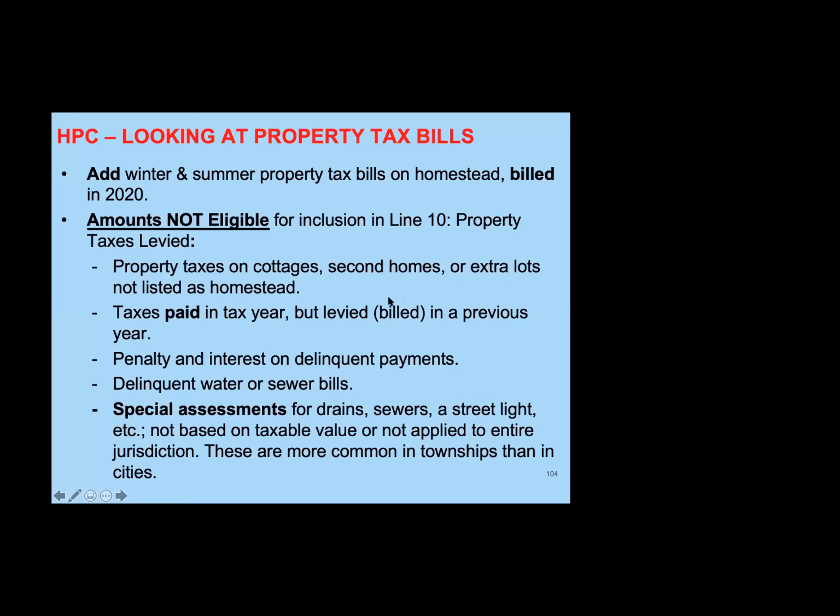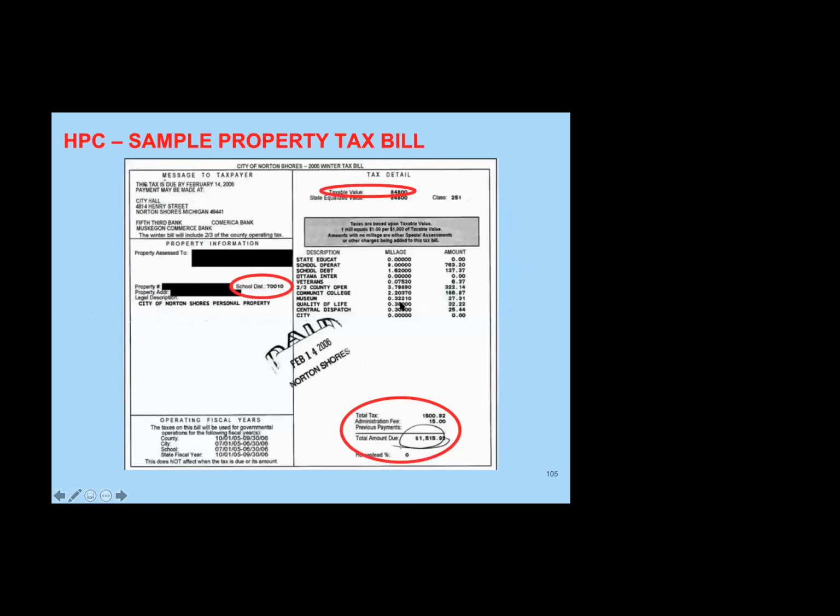So this is a little bit more on property tax, if it's a homeowner. It can't be the second home, it has to be the primary home. It's levied, billed, not paid. Do not include penalty and interest payments, and do not include special assessments. And we do see this in the Ypsilanti area, in eastern Washtenaw and western Wayne County. Sometimes we'll see some special assessment. We're supposed to take those out. This is what a property tax bill looks like. In this case, there were no special assessments.